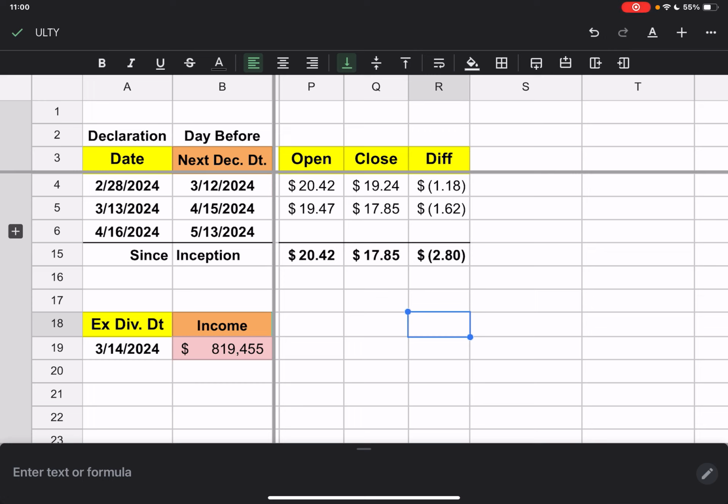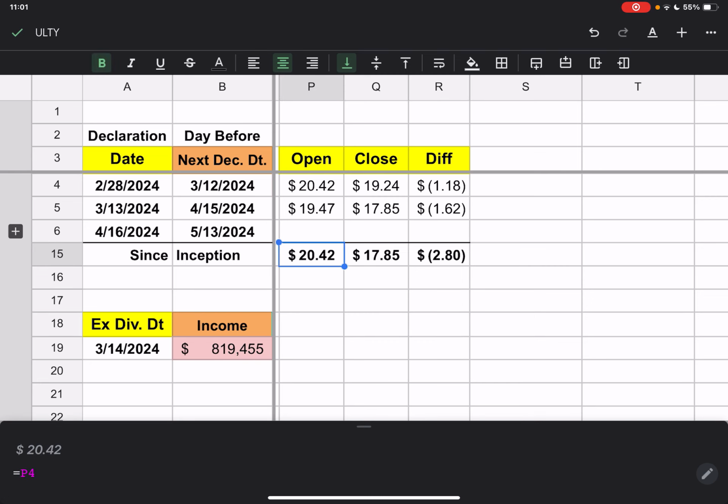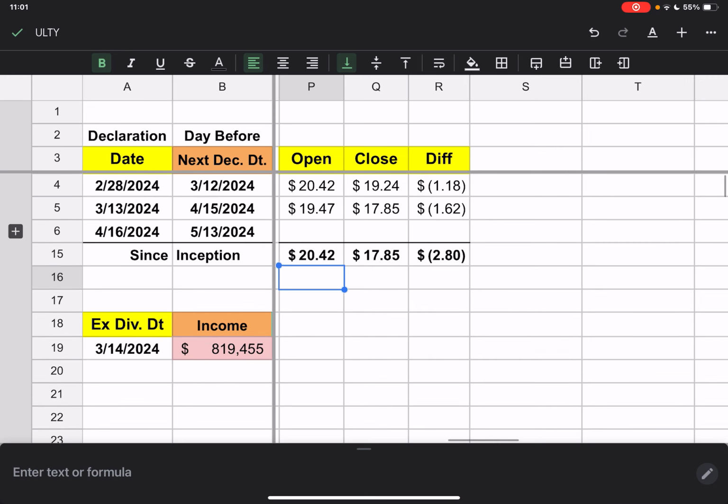So anyway, the declaration date, March 13th, we opened at 19.47, and so far we're at 17.85. So we've already dropped $1.62 in 8 days, as you can see at the bottom. So overall, we started at 20.42, and we've closed at 17.85, and we've dropped $2.80 since inception.